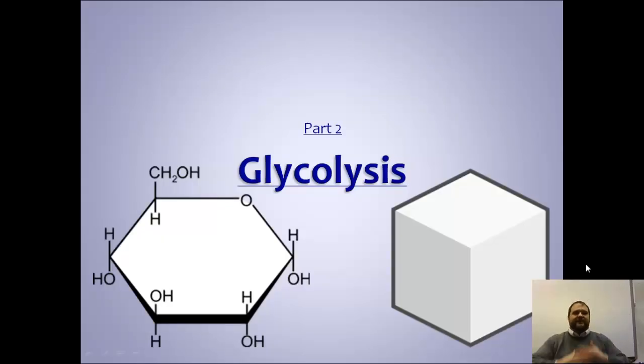We've been talking about cellular respiration. So part 2 is going to cover just glycolysis. We said in the last lesson that cellular respiration contains three main stages: glycolysis, the Krebs cycle, and the electron transport chain. Well, in this lesson, in part 2, we're just going to talk about glycolysis.